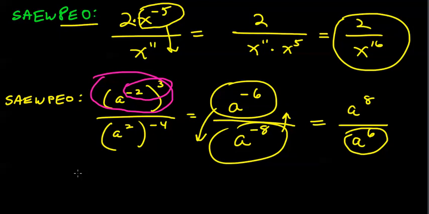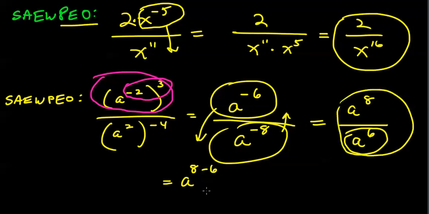If you want to apply your quotient rule for exponents that we talked about last time, when you're dividing the same bases, you can keep that same base and subtract the denominator exponent from the numerator, and I get a squared as a final result. All right.